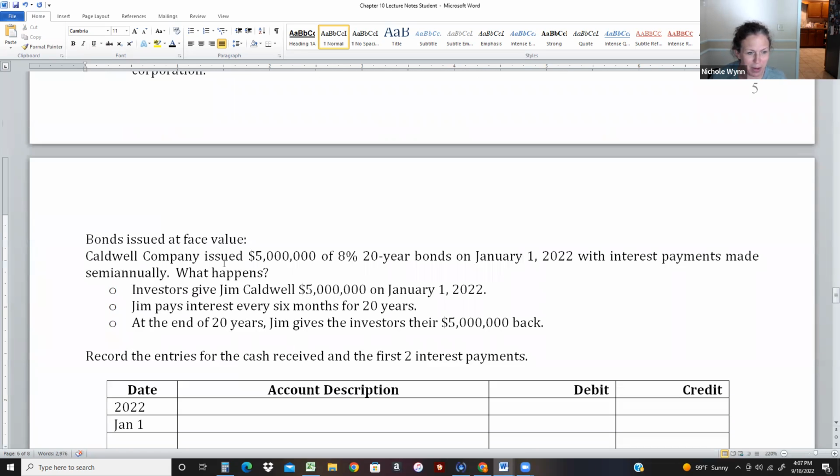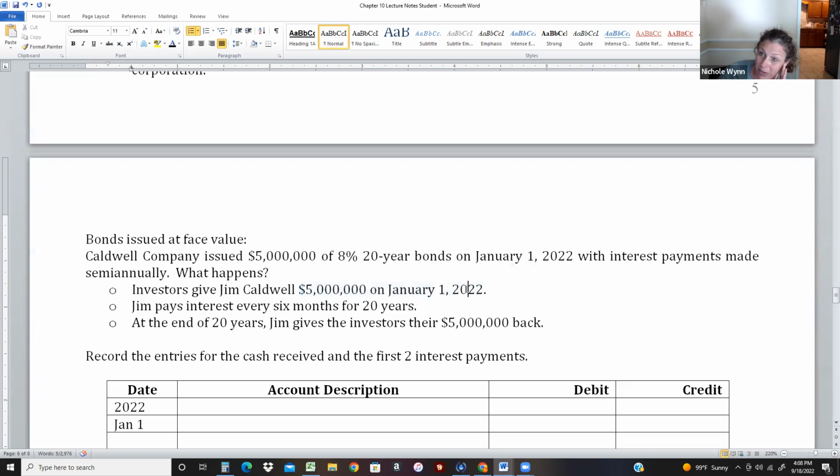Okay, so let's review the way a bond works. It says, Caldwell Company issued $5 million of 8% 20-year bonds on January 1, 2022, interest semi-annually. So what happens? There's a lot of things going on there. It says 5 million, 8%, 20 years, semi-annual. So investors are going to give Mr. Caldwell $5 million on January 1.